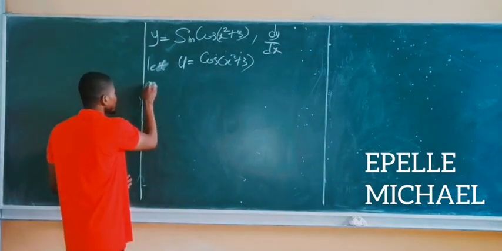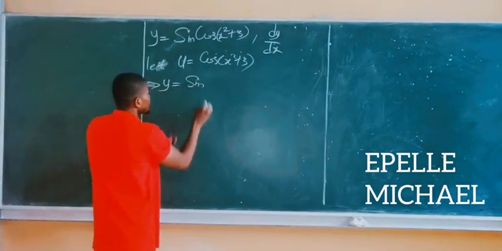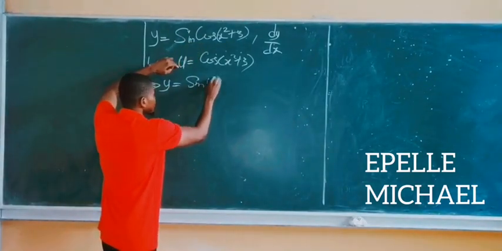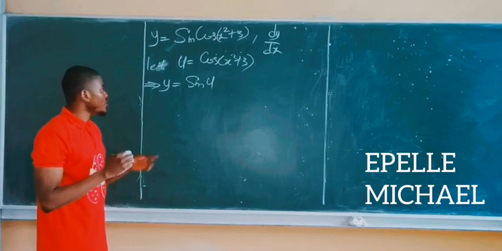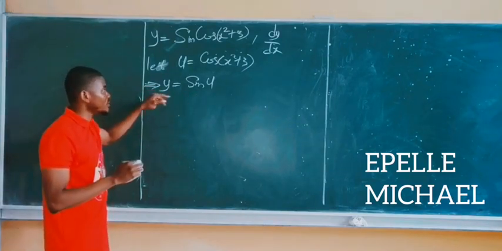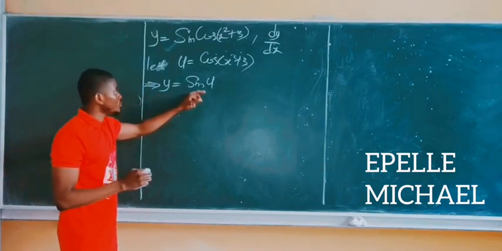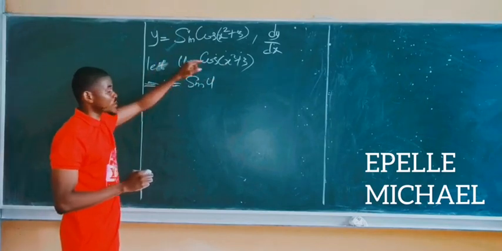That simply now implies that y itself becomes sine, and in place of this, we're now simply putting u. So y is equal to sine u, which means y is a function of u, so I can only differentiate y with respect to u. Also, u is a function of x, so I can only differentiate u with respect to x.